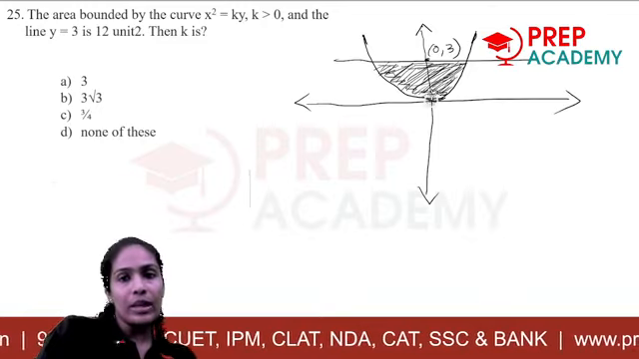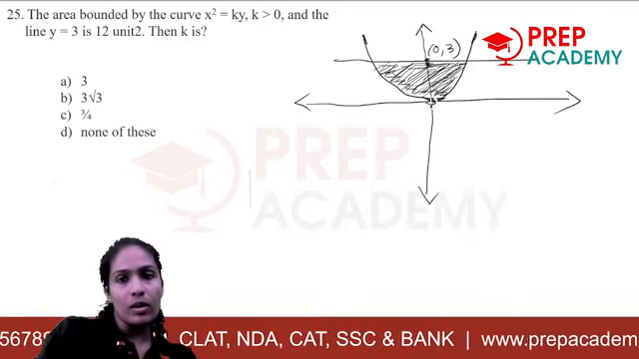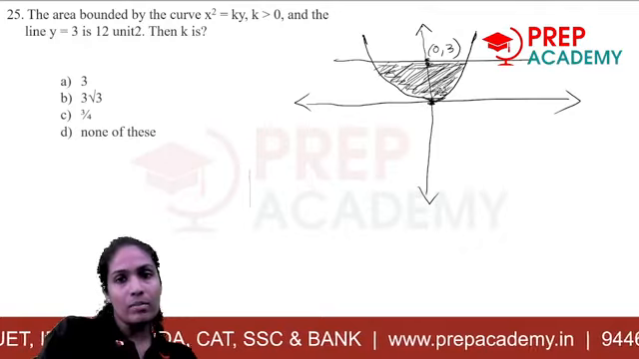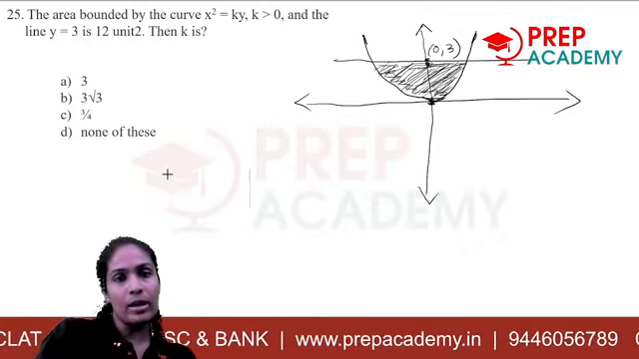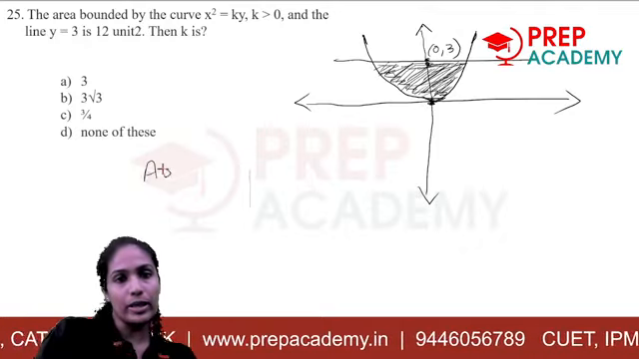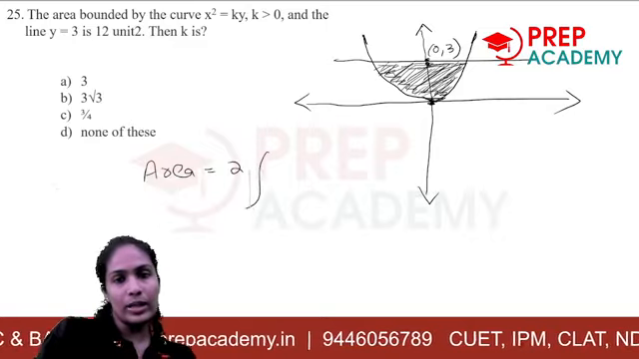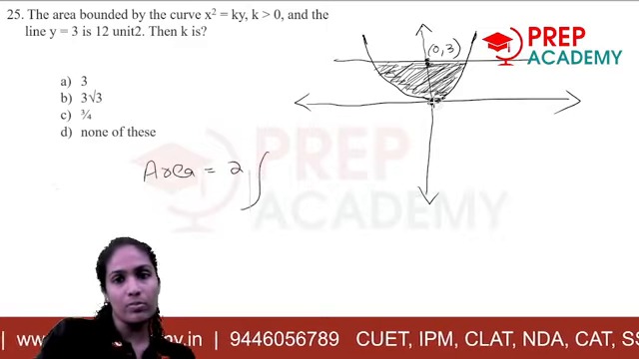So here the limit, we can take the y limits. The parabola is symmetrical, so find the area in the first quadrant and multiply it by 2. Therefore, the required area is equal to 2 into integral. We are taking the y limit. So y varies from 0 to 3.